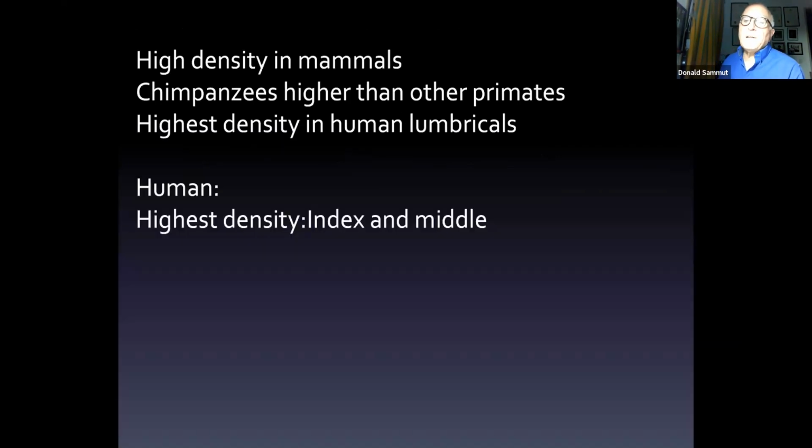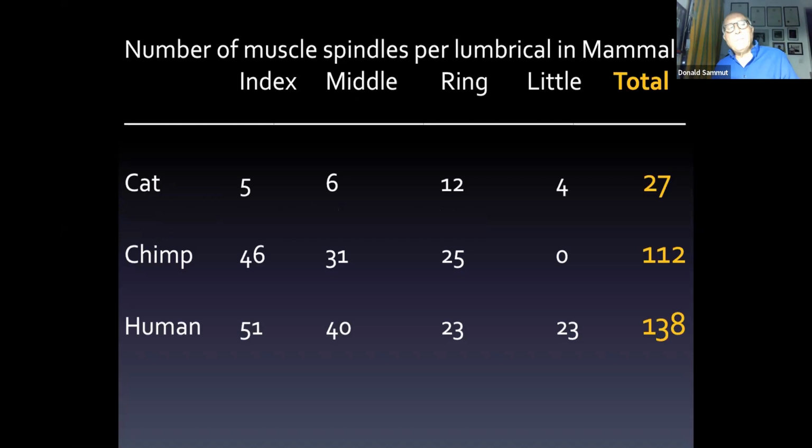There's a high density of spindles in the lumbricals of mammals generally, and man and the chimpanzee have got the highest frequency, and it's no accident that these are the two creatures who manipulate with their hands. In the human, and we shall see why, the highest density is in the index and middle. So if you compare, for example, the cat that does not manipulate with any digits, it's got very few total in its paw, 27. The chimp has 112 and man has 138 spindles in all the lumbricals, index to little finger.